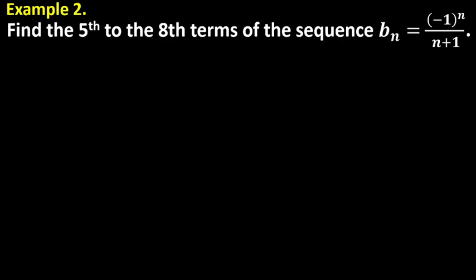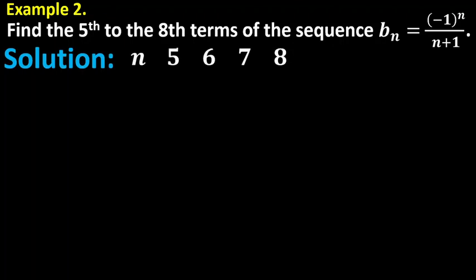Okay? So, sabi niya, hanapin daw natin yung mula sa pang-5 hanggang pang-8. Hindi niya sinabing first 5 to 8 terms. Sabi niya yung pang-5 hanggang sa pang-8. So, if that's the case, your n will be 5, 6, 7, and 8. Kasi ang hinahanap mo ay 5th term, 6th term, 7th term, and 8th term of the given sequence.